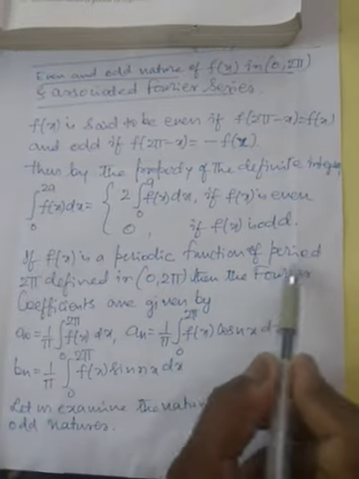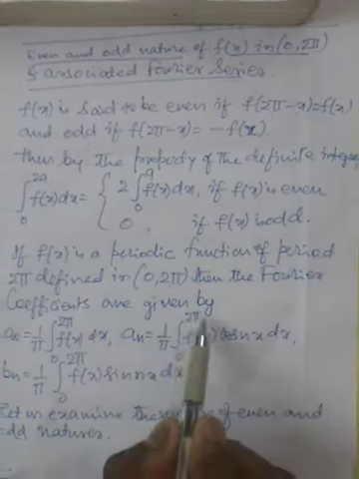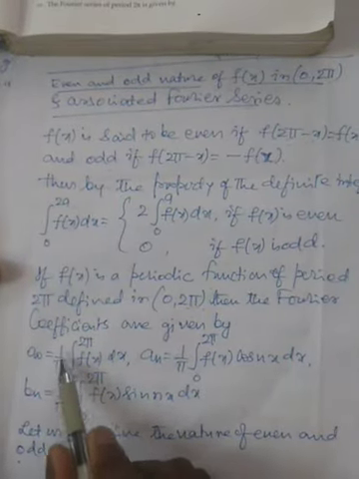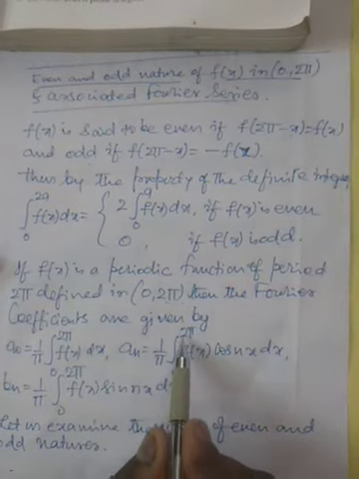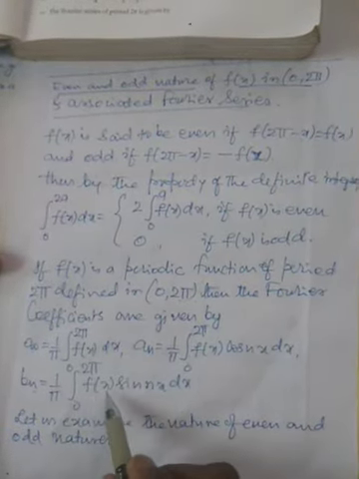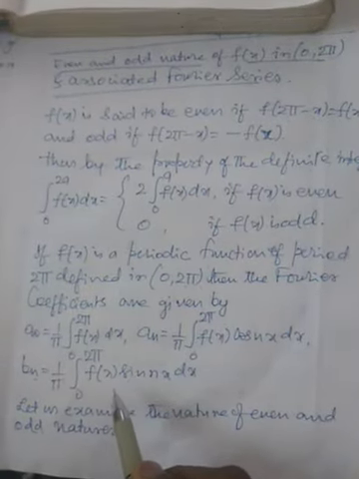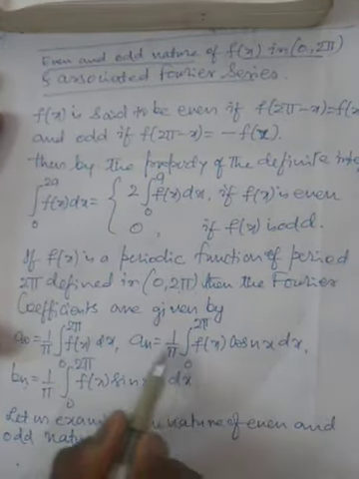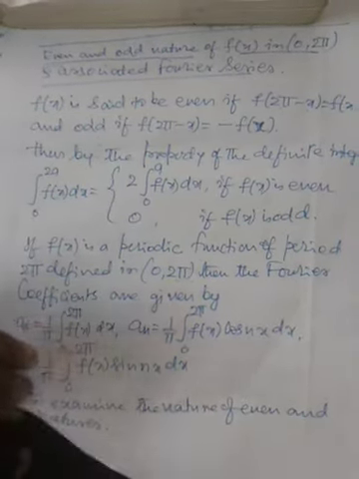Then if f of x is a periodic function of period 2 pi defined in the interval 0 to 2 pi, the Fourier coefficients are given by a0 equals 1 upon pi times the integral from 0 to 2 pi of f of x dx, an equals 1 upon pi times the integral from 0 to 2 pi of f of x cos nx dx, and bn equals 1 upon pi times the integral from 0 to 2 pi of f of x sin nx dx. These are the general Fourier coefficients. Now we shall apply the even and odd nature.